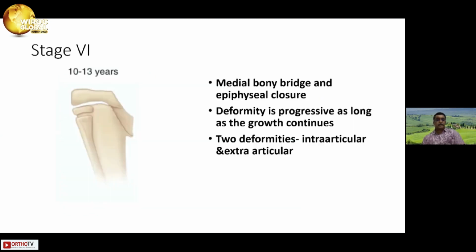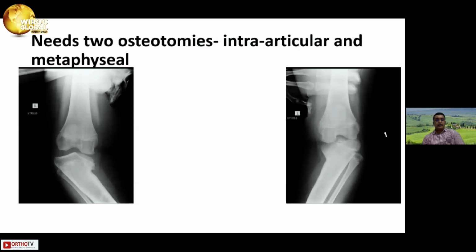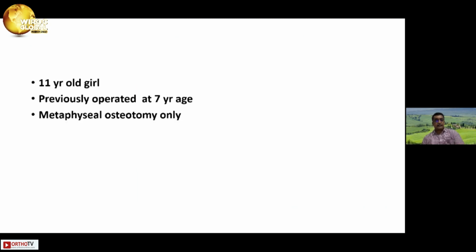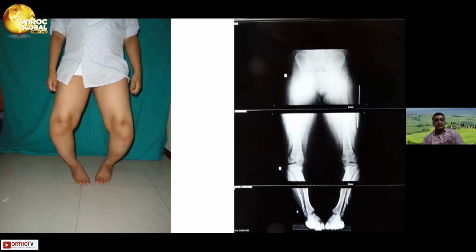Stage 6 is really bad. It's medial bony bridge and epiphyseal closure. And deformity will progress as long as the growth continues. Now there are definitely two deformities, intraarticular and extraarticular, and will need two osteotomies, an intraarticular osteotomy and a metaphyseal osteotomy. And I would prefer to do it in stages. Now this is an 11-year-old girl, previously operated at 7 years of age with only metaphyseal osteotomy. We don't know what stage she was at that time when she had the procedure at 7 years.